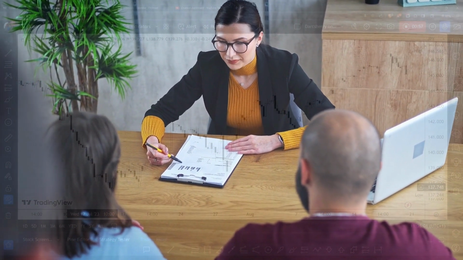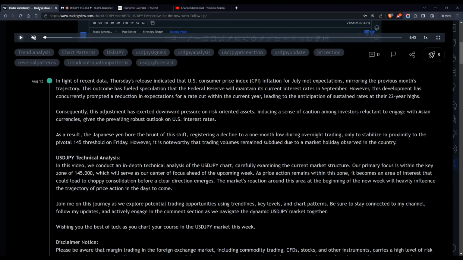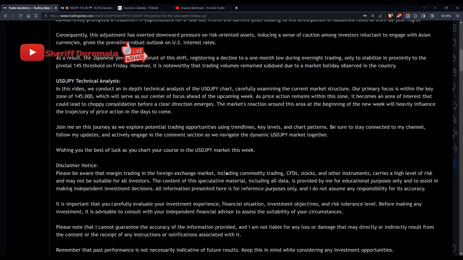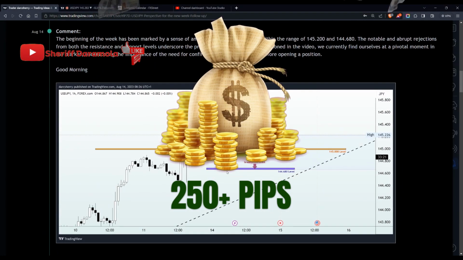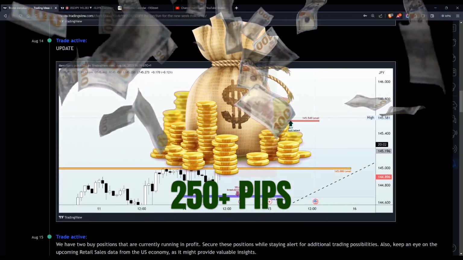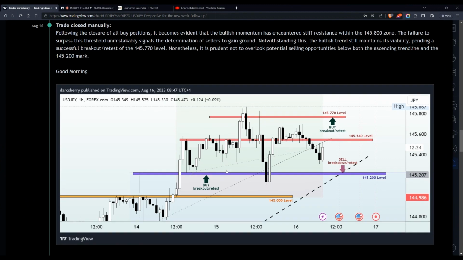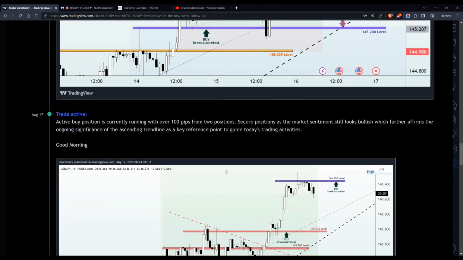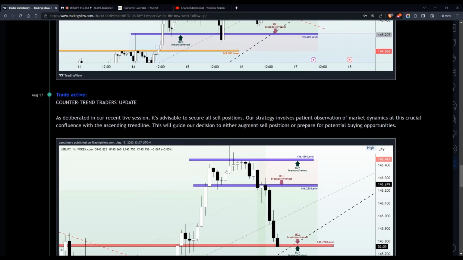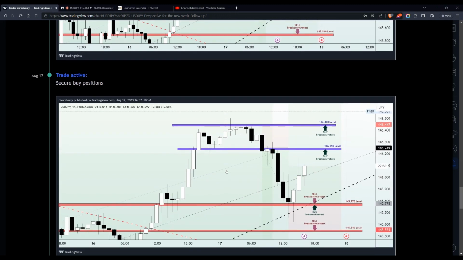Last week's technical setup delivered over 250 pips in price movement as we capitalized on both buying and selling opportunities amidst fear of FX intervention by the Bank of Japan.